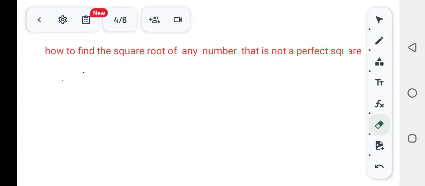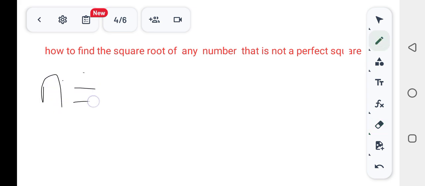So in this video we'll be learning how to find the square root of any number that is not a perfect square. Now, using this formula, you can find the square root of any number that is not a perfect square.